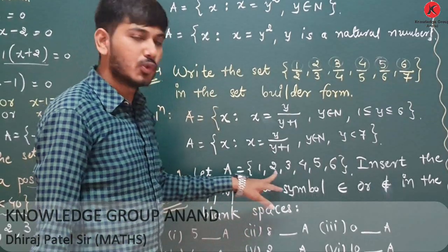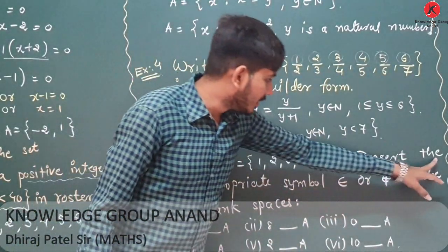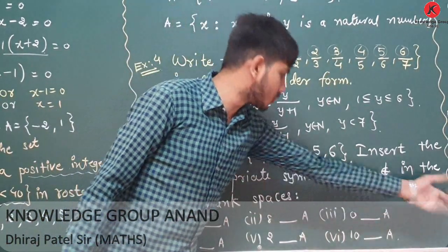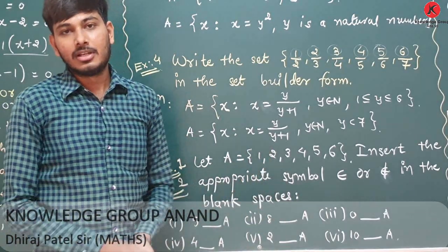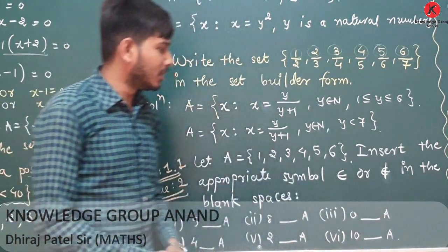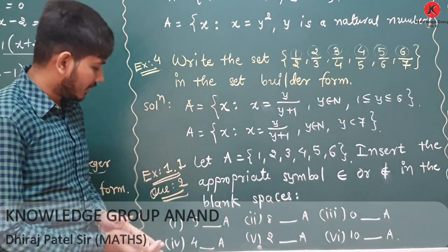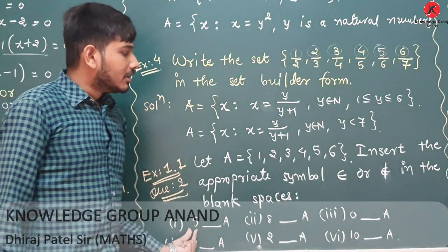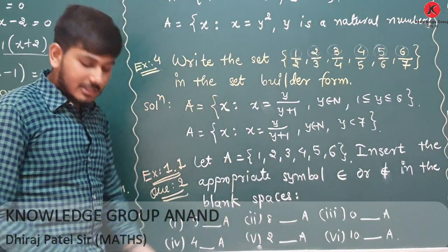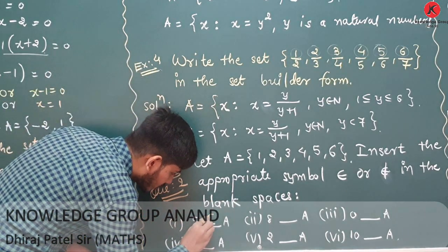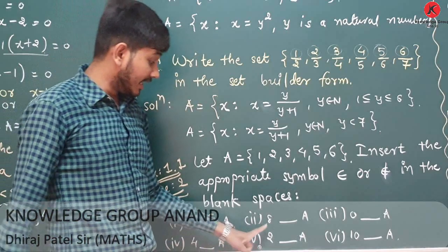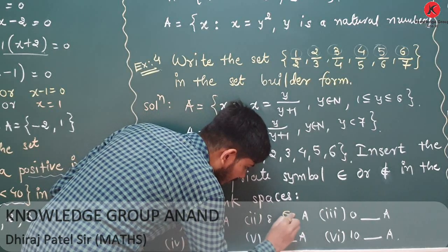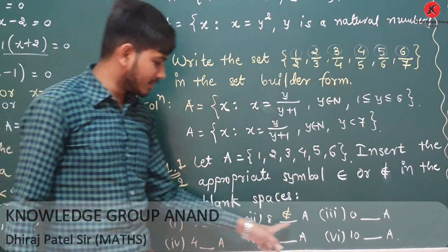Let set A equal to 1, 2, 3, 4, 5, 6. Insert the appropriate symbol belongs to or does not belong to in the blank spaces. Okay, you have to put belongs to or does not belong to in the blank spaces. Now see here, first question, 5 blank A. See, 5 is an element of set A, therefore we have to put the belongs to symbol here. Now 8 is not an element of set A, therefore we have to put does not belong to. So 8 does not belong to set A.